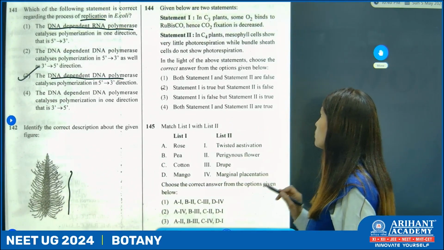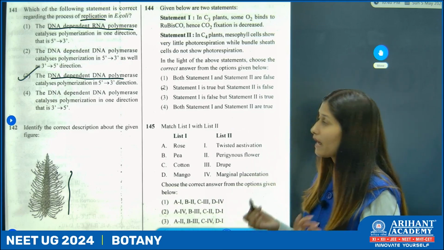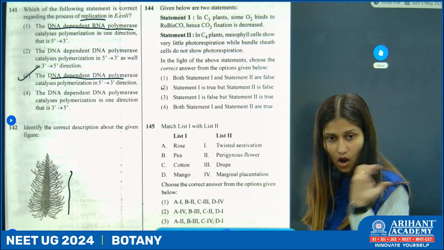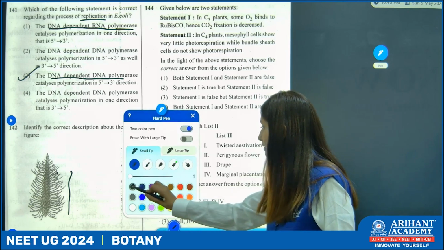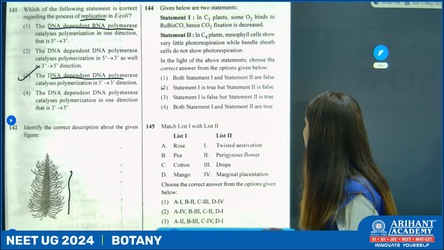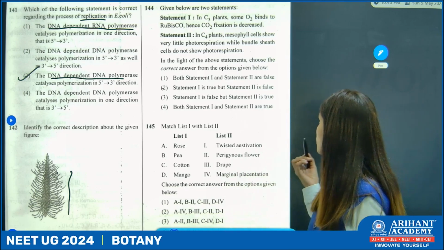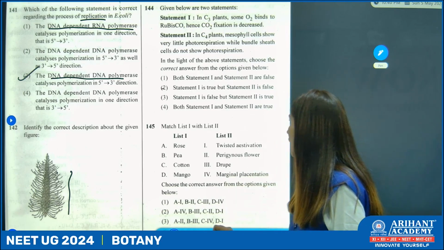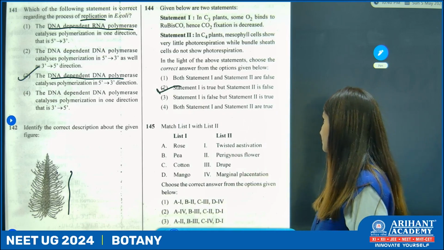144. There are two statements given. In C3 plants, some oxygen binds to rubisco, hence CO2 fixation is decreased. Of course, when oxygen binds, there will be no fixation of the CO2. There will be very less chances of CO2 fixation. Statement 2. In C4 plants, mesophyll cells show very little photorespiration while bundle sheath cells do not show photorespiration. So here the answer would be statement 1 is true but 2 is false.